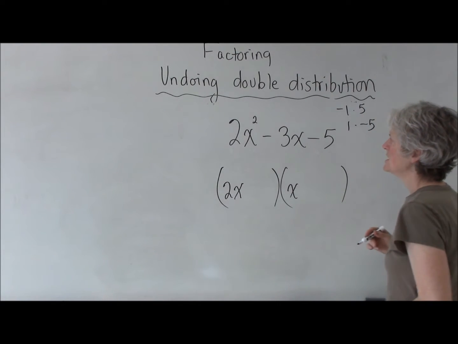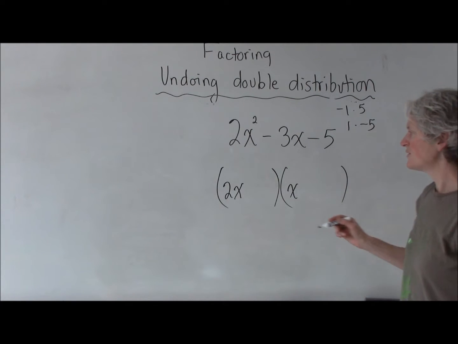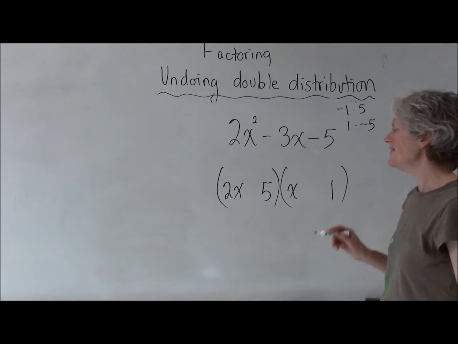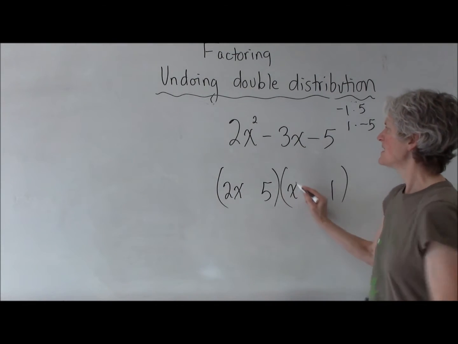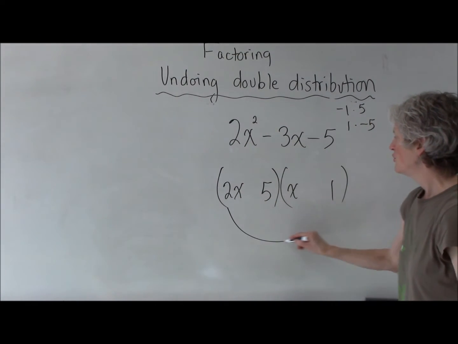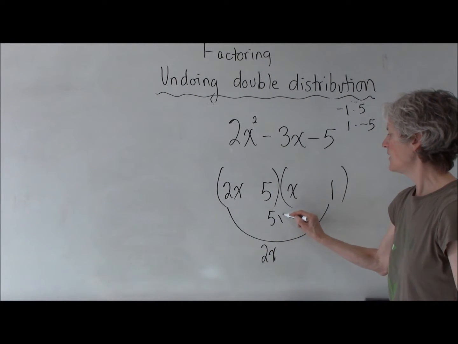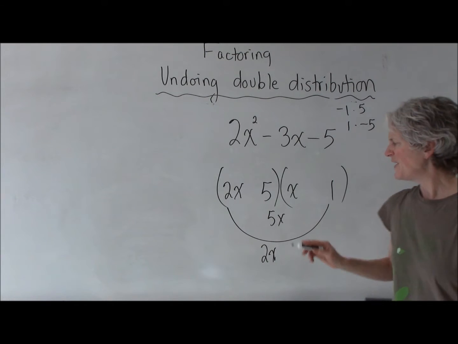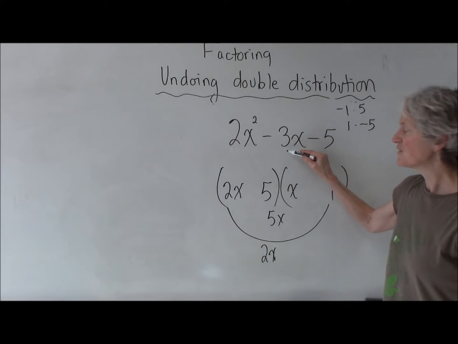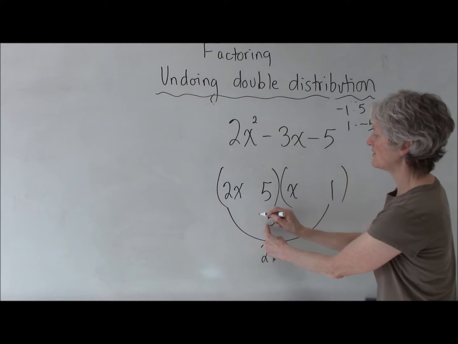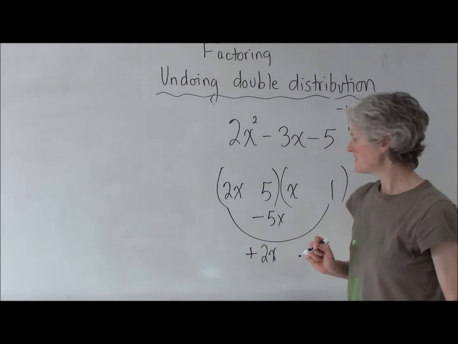All right. I'm just going to throw them in. Let's throw a 5 there and a 1 there. I'm not going to worry about the signs yet. All right. 2x times x, 2x squared. I'm good. 2x times 1 is a 2x and a 5x. Oh, wait a minute. A 2x and a 5x will work as long as my 5x is negative and my 2x is positive. Let's see if that's going to work.